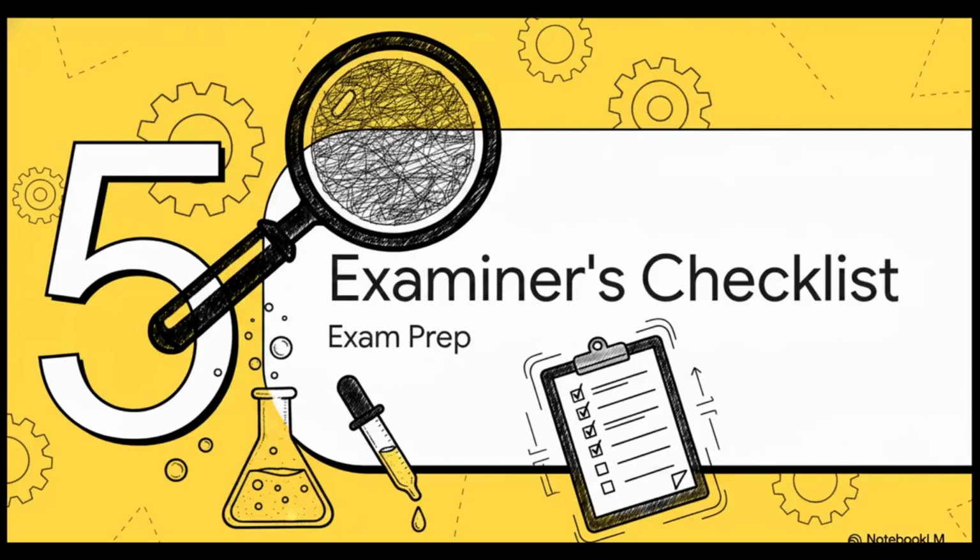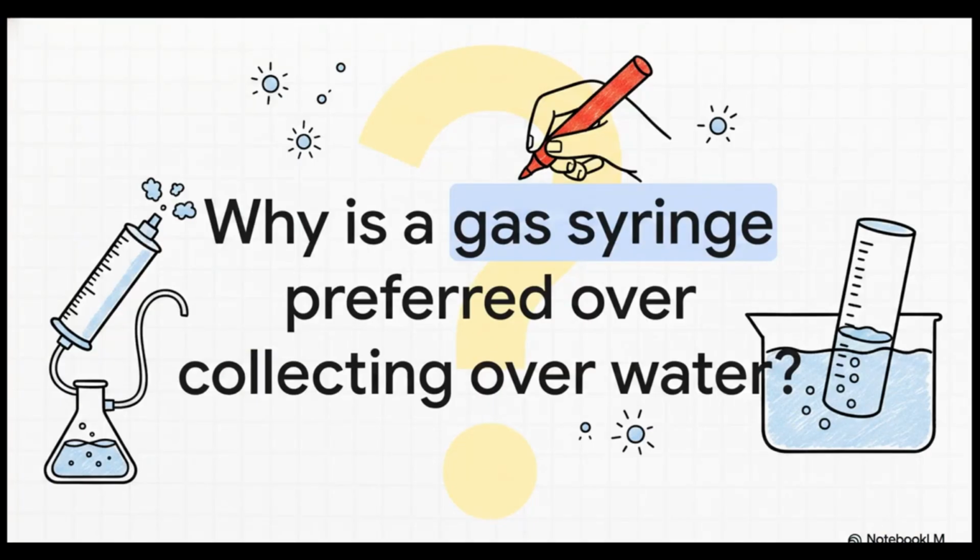And finally, section 5, the examiner's checklist. Time for exam prep. Let's take a strategic behind-the-scenes look at what examiners actually want. Here is a classic, frequently asked past paper question to get us thinking like the person holding the red grading pen. Why is a gas syringe preferred over collecting gas over an inverted measuring cylinder in water?